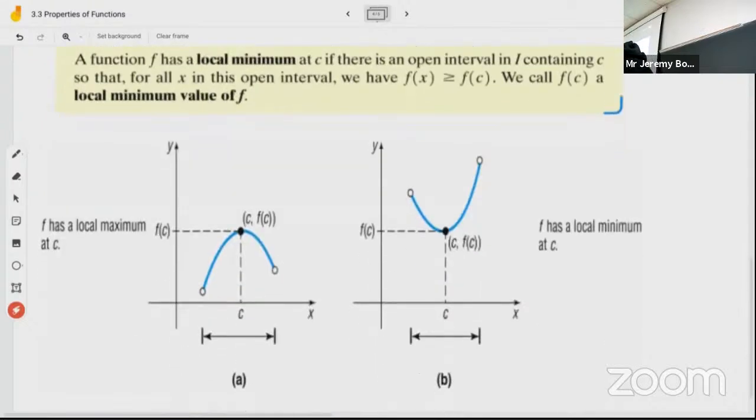So all it's saying is that there's a peak, there's a hilltop on your function. You can have multiple of them. It could come back up, and this would also be a local maximum.